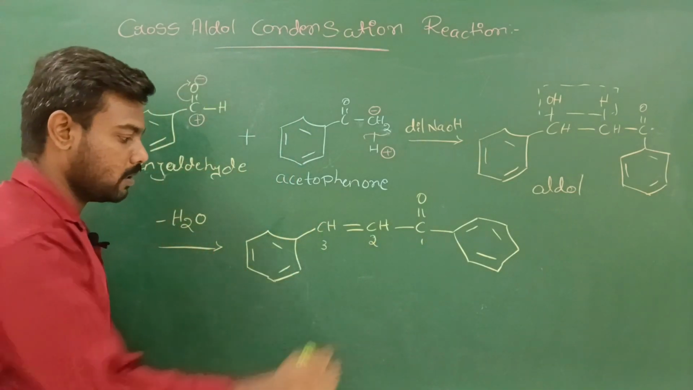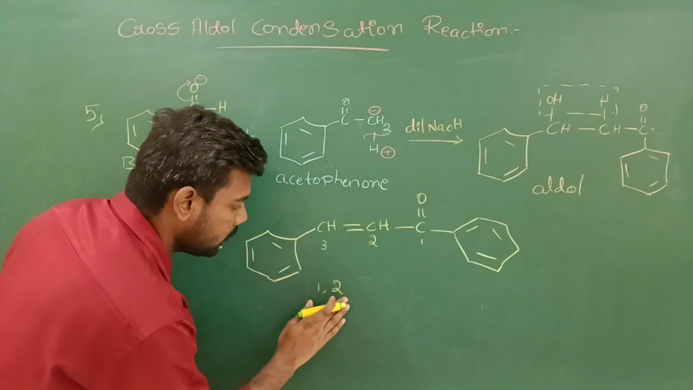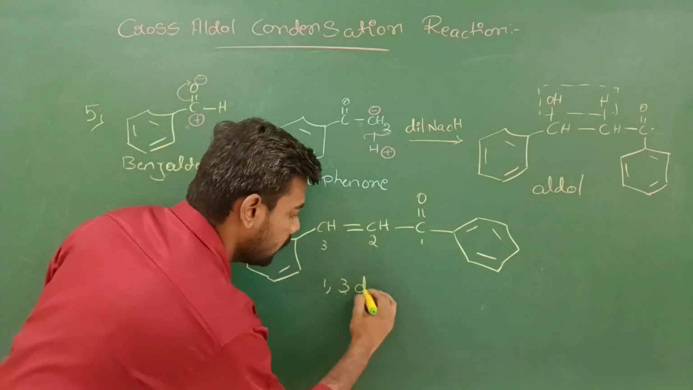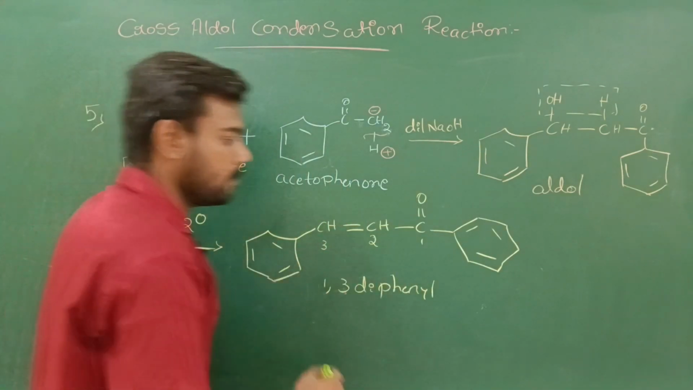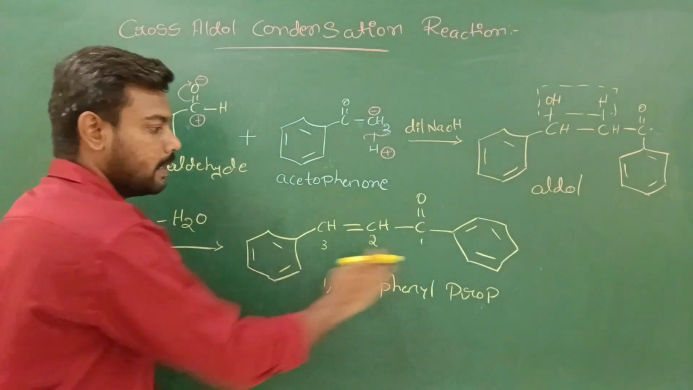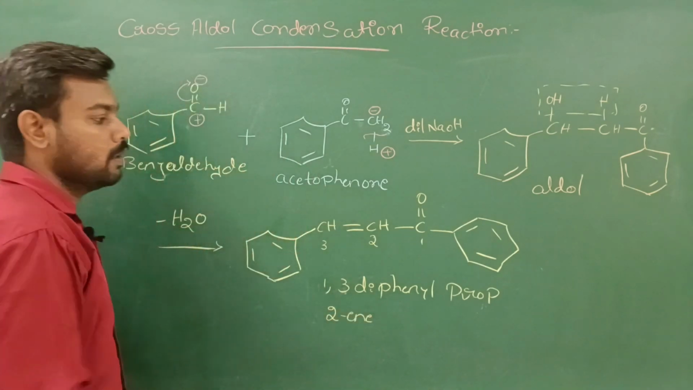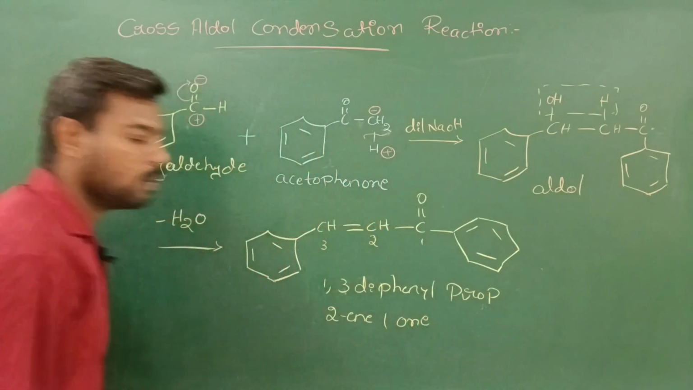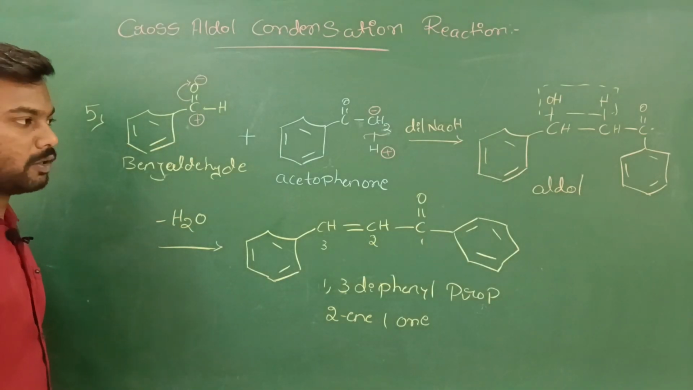We have three carbons, right? One comma three, diphenyl. 1,3-diphenylprop-2-en-1-one. This is the IUPAC name of this compound. Clear? Okay. Thank you.